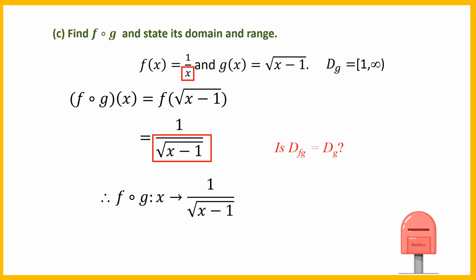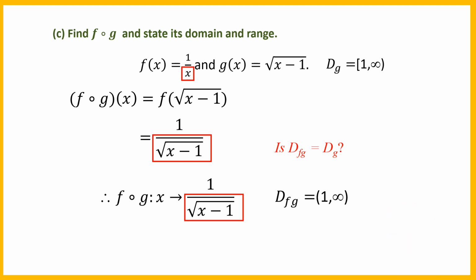Now, is domain f of g equivalent to domain g? Observe closely. f of g is a rational function. Since it is a rational function, the bottom part of the fraction cannot be 0. Thus, for f of g to be defined, the values of x must be greater than 1. Hence, the domain of f of g must be in the interval from 1 to infinity, where 1 is not inclusive.